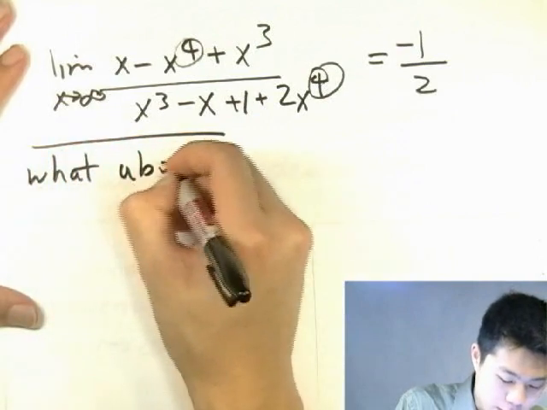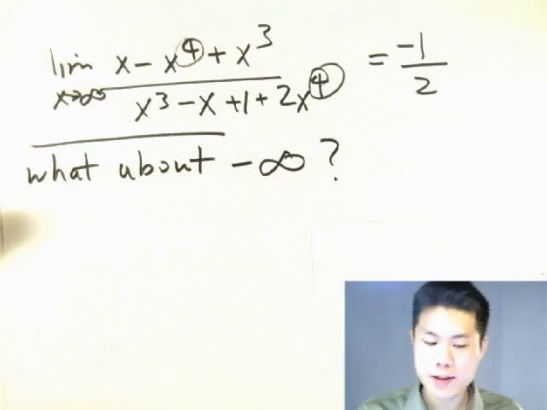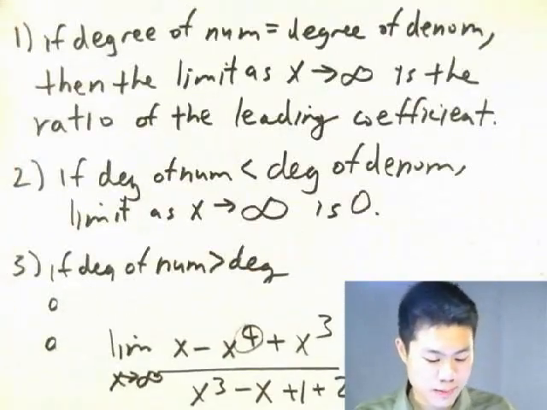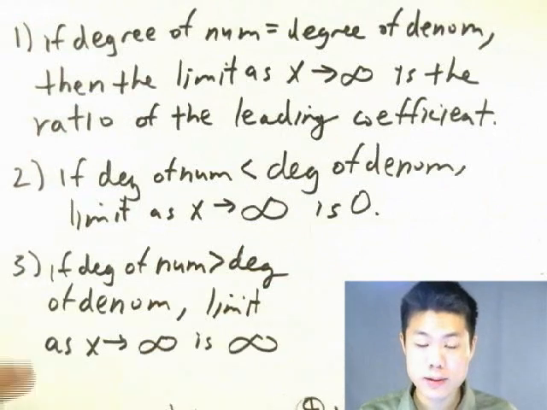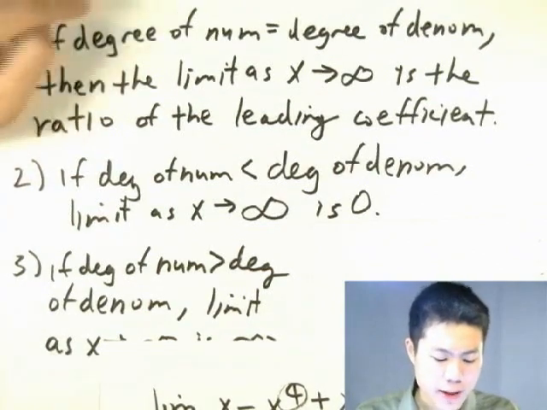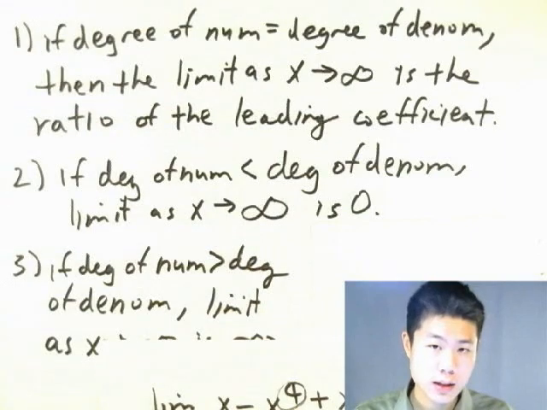Okay, so one more thing. What about negative infinity? So if x approaches negative infinity, do the rules here still work? The answer is yes, all except for one. So let's think about this. If the degree of the numerator is equal to the degree of the denominator, does it matter if we approach negative infinity or positive infinity? No.